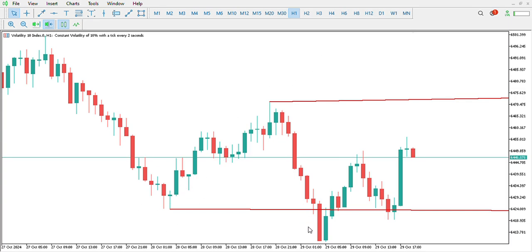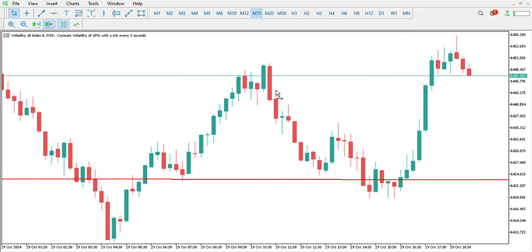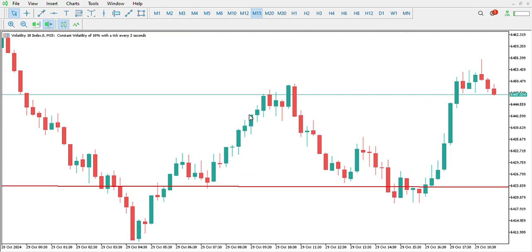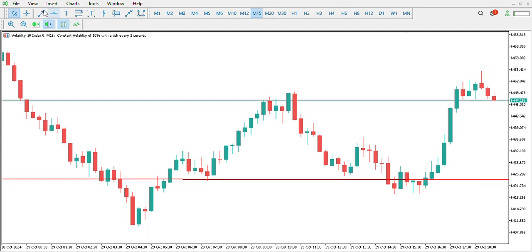If it breaks here, it has broken this point. I'll wait for 2 consecutive breaks of structure. Or I can come to the 15 minute time frame here, or 30. So I'll wait for 2 consecutive breaks of structure. Do you know the meaning of break of structure? It is something like this one.